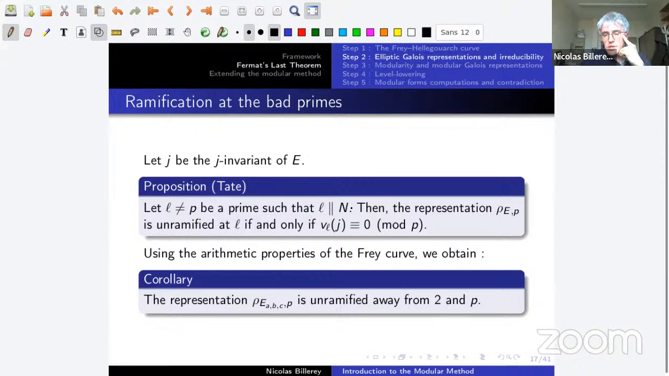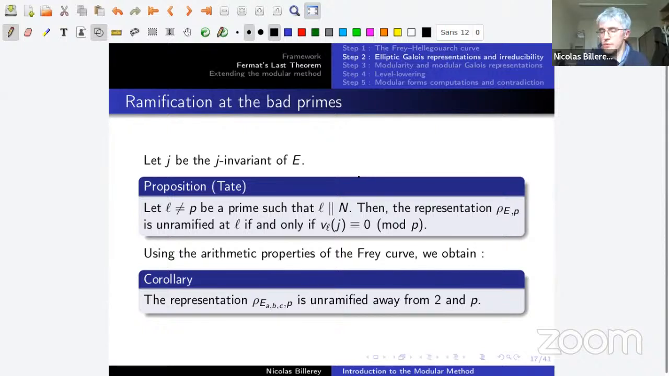So maybe your question is for primes that are not of bad multiplicative reduction, but of bad additive reduction. Yeah. So I was thinking this method would probably not work then, because Tate's theory is about multiplicative reduction, and I don't think you can get rid of these primes if they turn out to be primes of bad additive reduction. I see. Okay. That was my question.